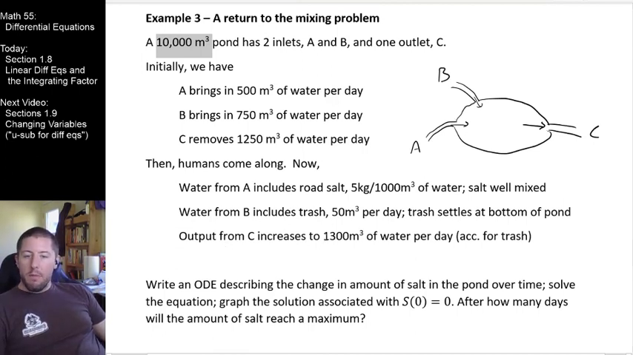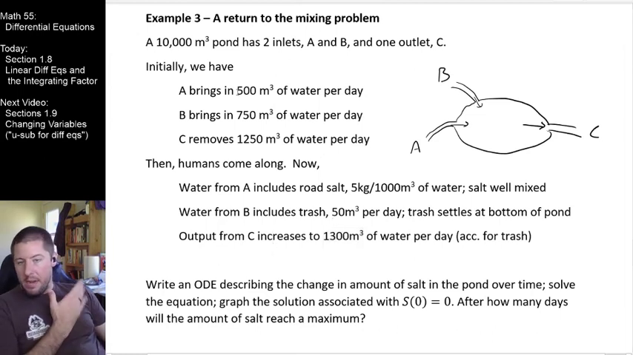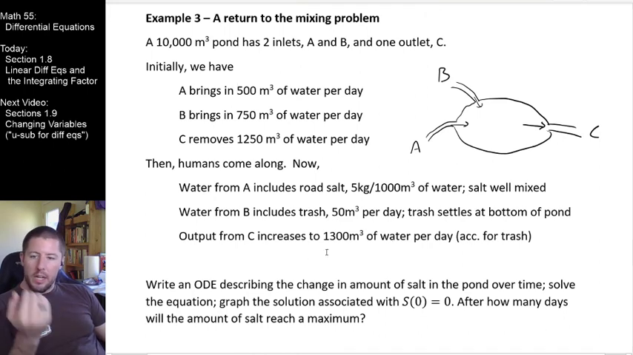The only thing we need to account for now is that if we're going to maintain exactly 10,000 cubic meters of overall volume, which is now both water and trash, then output from C needs to increase by 50 cubic meters per day up to 1,300 cubic meters to account for the trash, right? Because now we're bringing in 1,300 total cubic meters of stuff. 1,250 of it's water, 50 of it is trash. So we're going to increase the output from C to make sure that the volume in this lake remains the same, right?